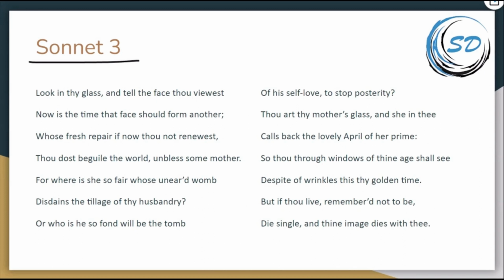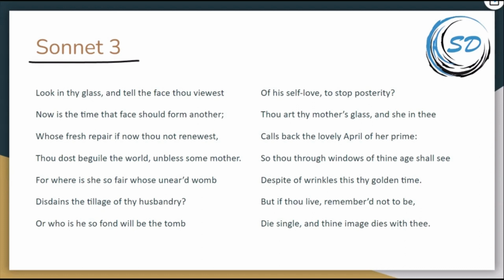Look in thy glass and tell the face thou viewest, now is the time that face should form another, whose fresh repair if now thou not renewest, thou dost beguile the world, unbless some mother. For where is she so fair, whose uneared womb disdains the tillage of thy husbandry? Or who is he so fond will be the tomb of his self-love, to stock posterity?